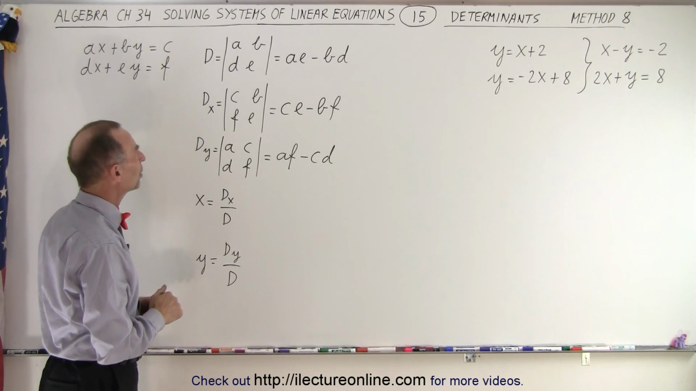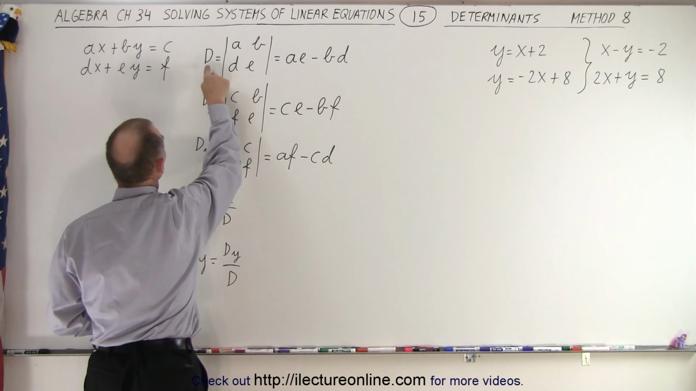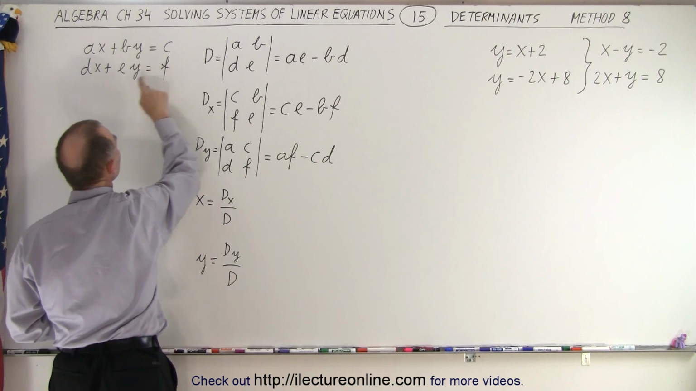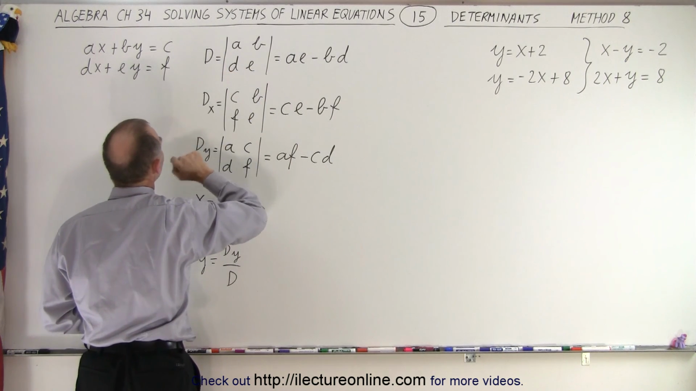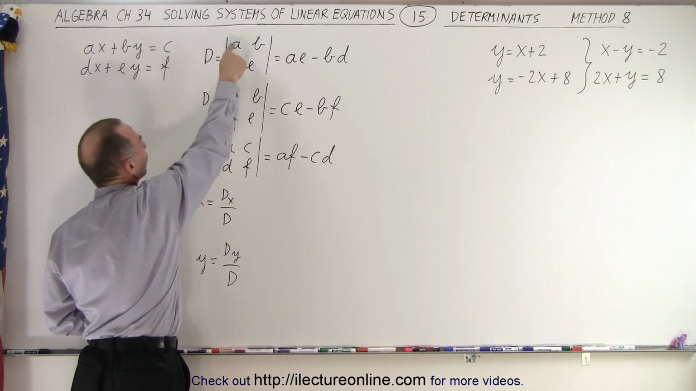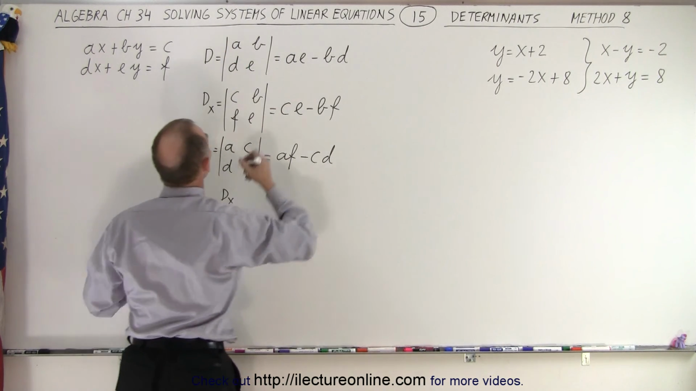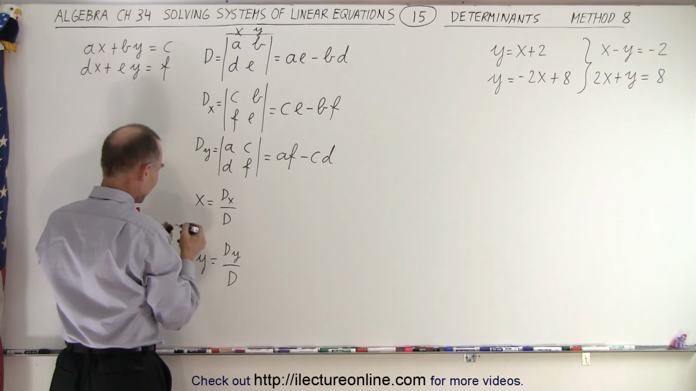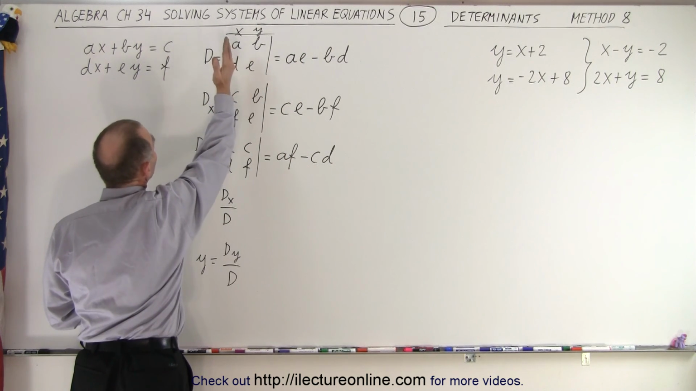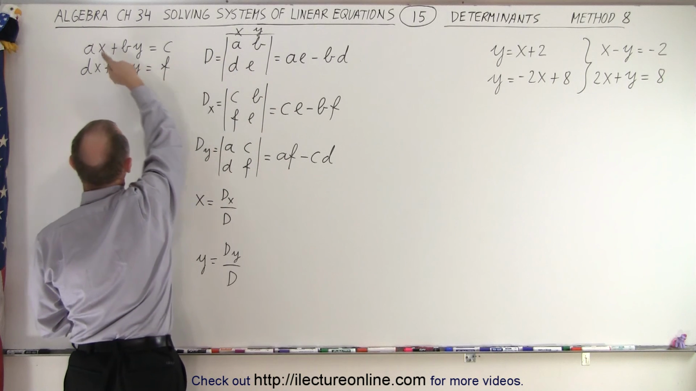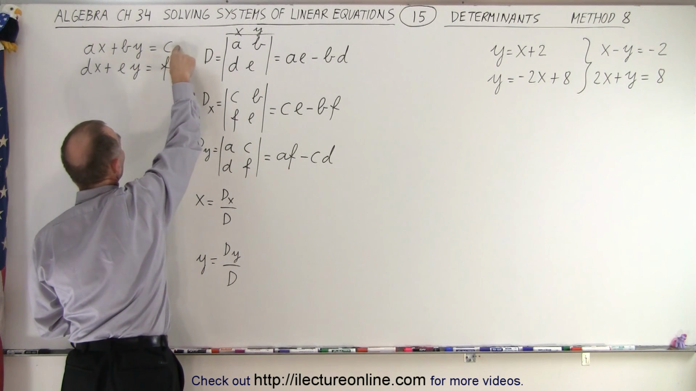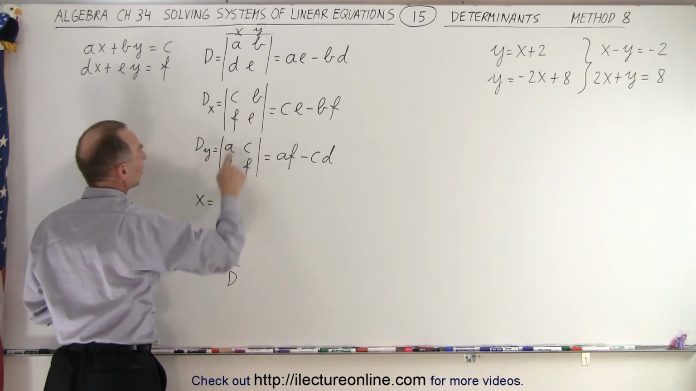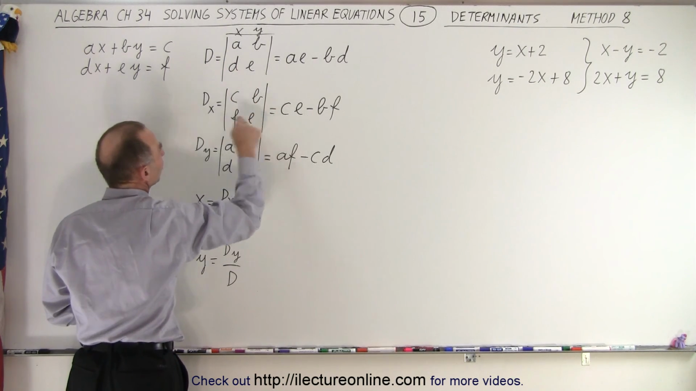So how do you get the three determinants? Notice that the determinant D is simply the coefficients of x and y: a, b, d, e. Then to get D sub x, we replace the first column, the x column, because remember, this is the x column, this is the y column. So we take the x column and replace the numbers in front of the x values by c and f. So c and f now replace a and d. b and e are still the same.